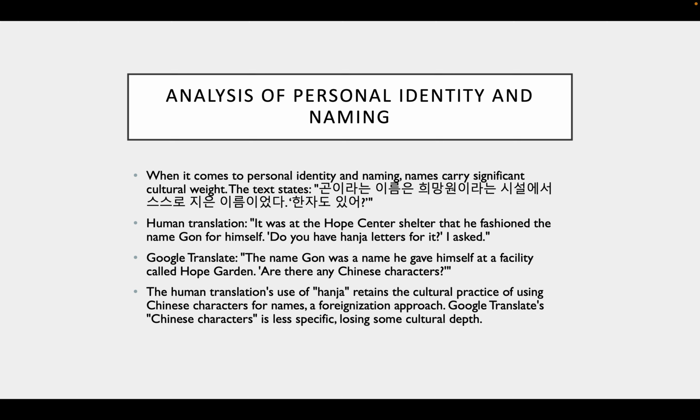When it comes to personal identity and naming, names carry significant cultural weight. The text states, 곤이라는 이름은 희망원이란 시설에서 스스로 지은 이름이었다. 한자도 있어? Human translation: "It was at the Hope Center shelter that he fashioned the name Gon for himself." "Do you have Hanja letters for it?" I asked. Google Translate: "The name Gon was a name he gave himself at a facility called Hope Garden."